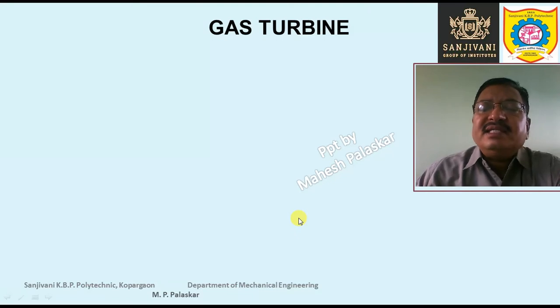But in case of the IC engine, you will find that all the various processes like compression, combustion and expansion take place in the same component, that is the cylinder of the engine. So this is the important difference between the gas turbine and the IC engine.